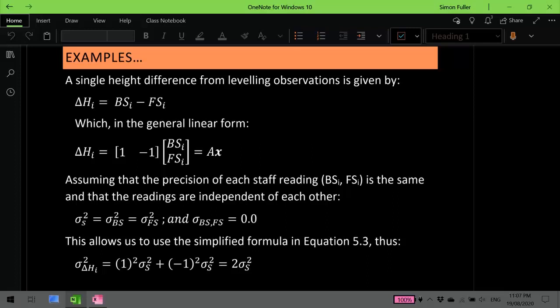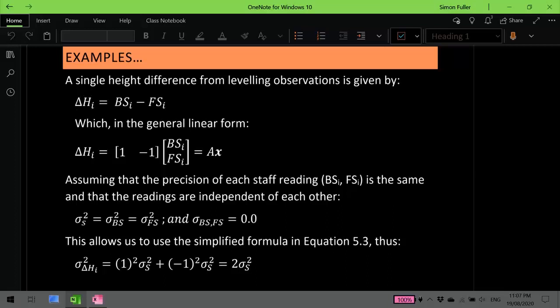In this example, we're going to look at applying the propagation of variances to a single derived quantity when there's a linear relationship between the quantity we're calculating and our original measurements. To demonstrate this, we're going to use a classic surveying measurement and calculation, whereby we are going to look at a height difference from differential leveling. That's over here on the left.